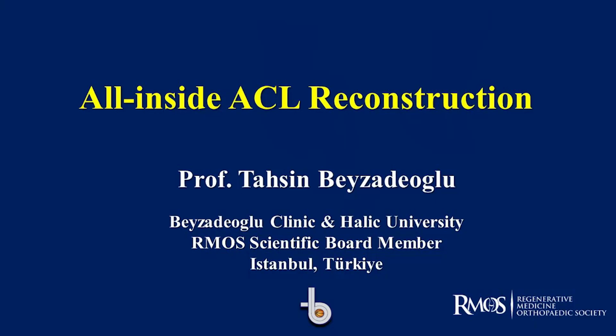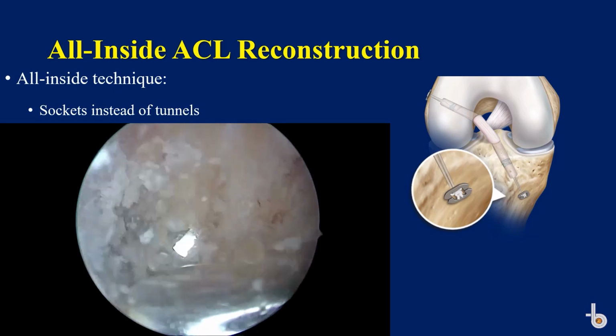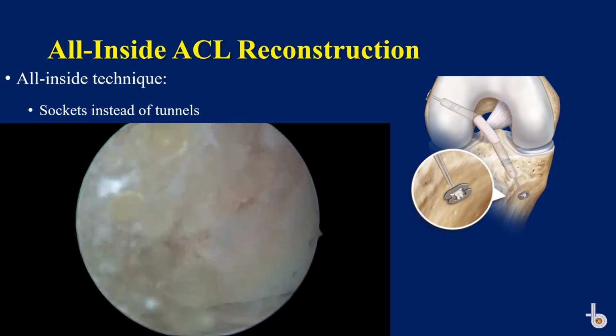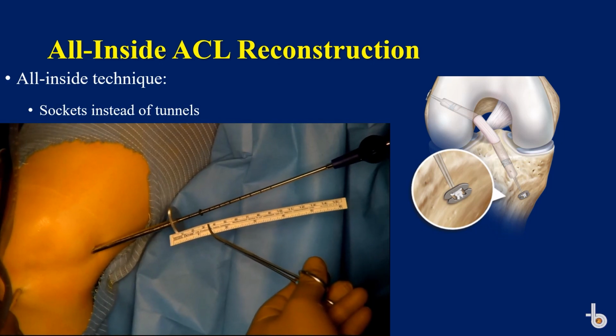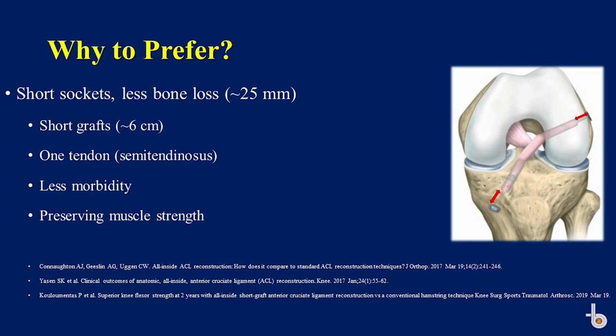All inside ACL reconstruction. This is a technique, as you all know, where we open not tunnels but sockets, so there is not a cortical opening tunnel at the end. Why prefer the short sockets or all inside technique? Because we have less bone loss. We open sockets of about 9.5 millimeters diameter and 20-25 millimeters in depth.